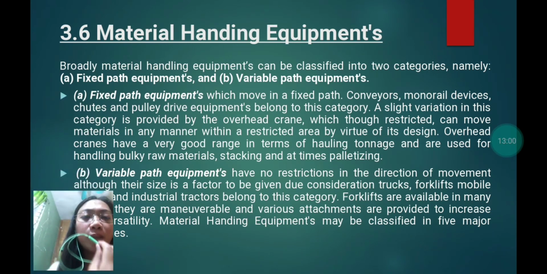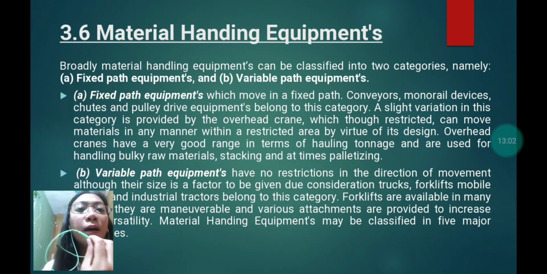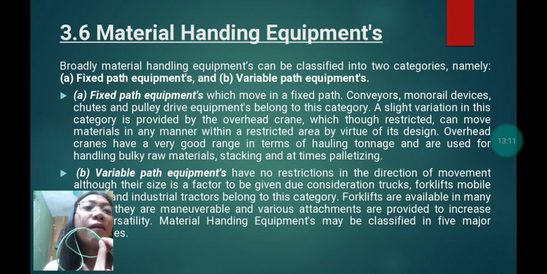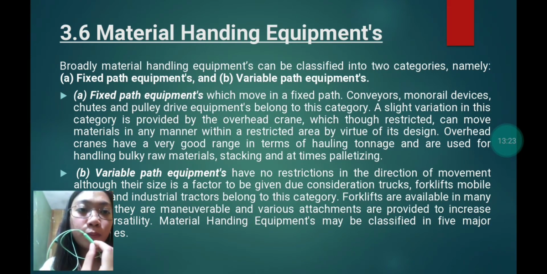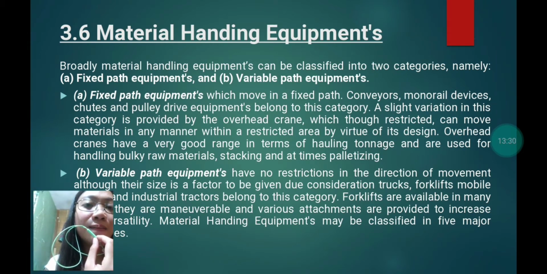Okay, so 3.6, material handling equipments. Broadly, material handling equipments can be classified into two categories, namely fixed path equipments and variable path equipments. Fixed path equipments, which move in a fixed path: conveyors, monorail devices, chutes, and pulley drive equipments belong to this category. A slight variation in this category is provided by the overhead crane, which, though restricted, can move materials in any manner within a restricted area by virtue of its design.